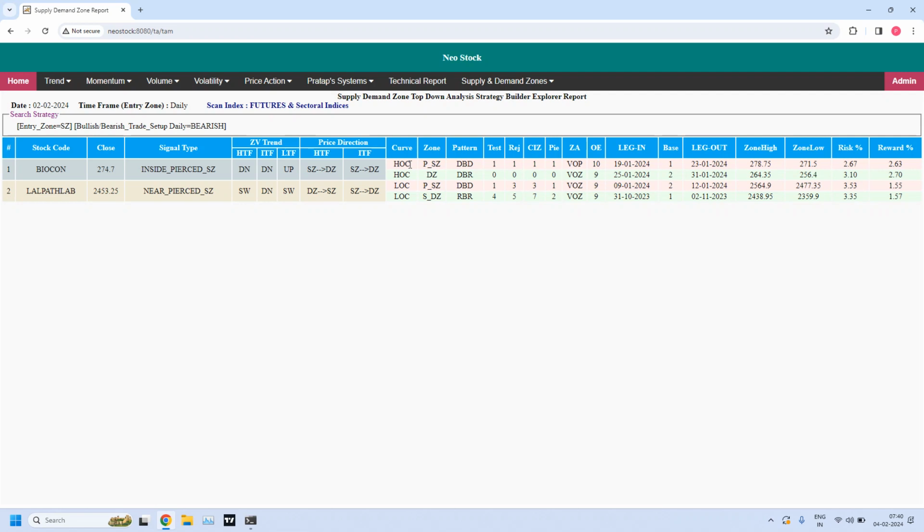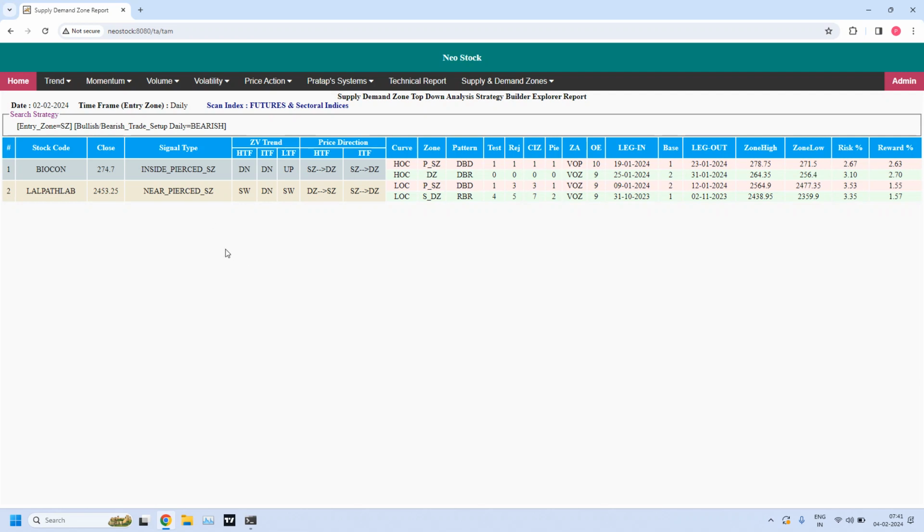But at that time, your targets will change. Suppose institutions created a new 75-minute zone and you want to take a trade. Then your target should be the 75-minute demand zone. Suppose this is a supply zone, you cannot target the daily supply zone. Your trade type will be changed. That is the reason why you should be careful. All these points you will understand once your experience grows.